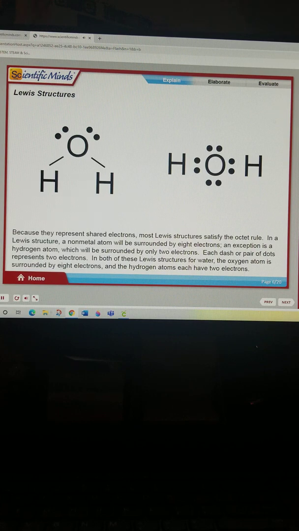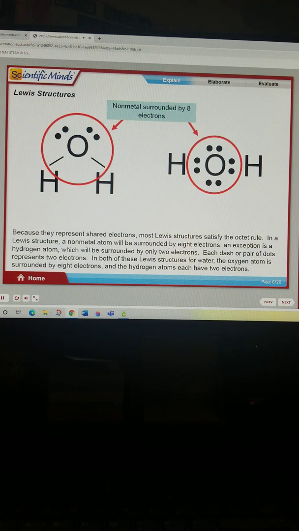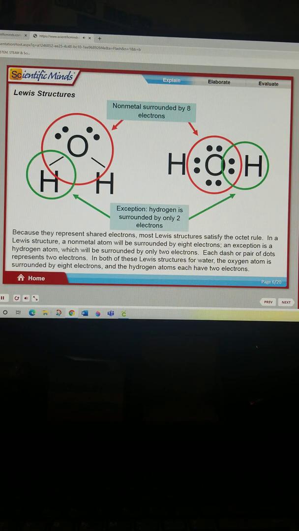Because they represent shared electrons, most Lewis structures satisfy the octet rule. In a Lewis structure, a nonmetal atom will be surrounded by 8 electrons. An exception is a hydrogen atom, which will be surrounded by only 2 electrons. Each dash or pair of dots represents 2 electrons. In both of these Lewis structures for water, the oxygen atom is surrounded by 8 electrons, and the hydrogen atoms each have 2 electrons.